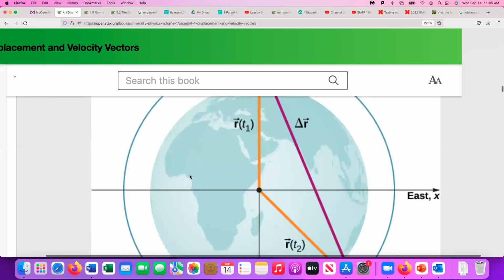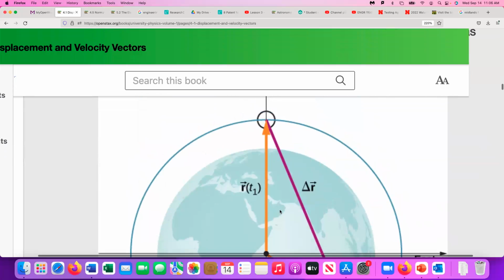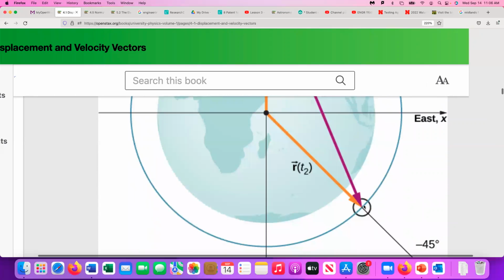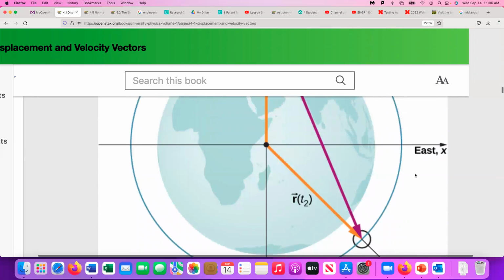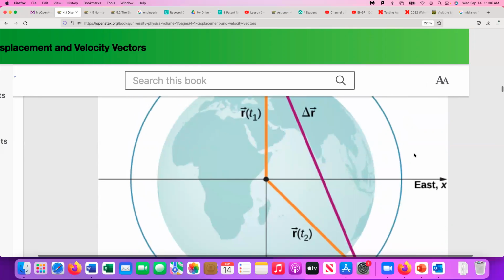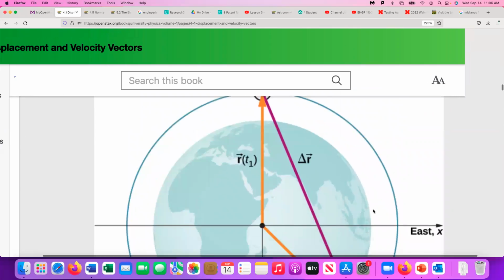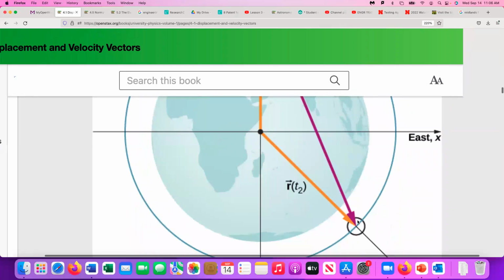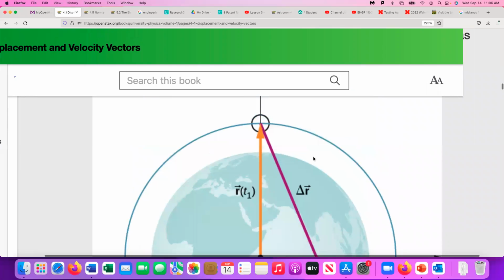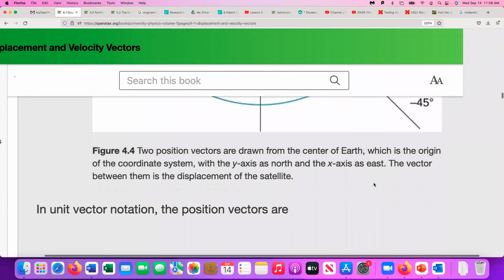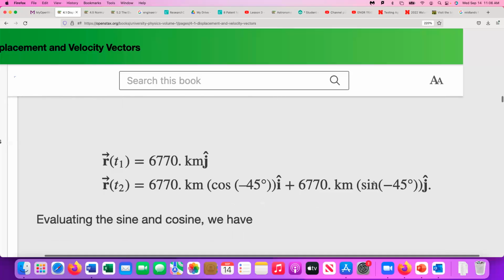So what would a picture of that look like? Here is the Earth. Here is when the satellite is directly over the North Pole, and here is when it is at negative 45 degrees latitude. Your latitudes are measured from the equator, up is positive, down is negative, right? So this orbit going from here to here has a displacement vector that goes from the beginning point, over the North Pole, to its ending point, at the negative 45 degree latitude. We're trying to figure out what that looks like.